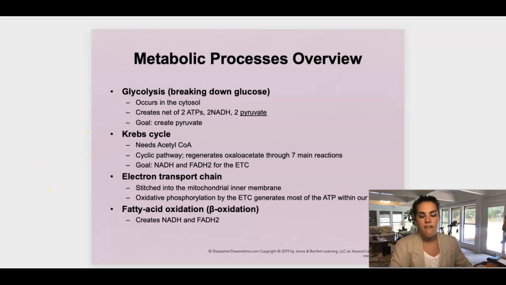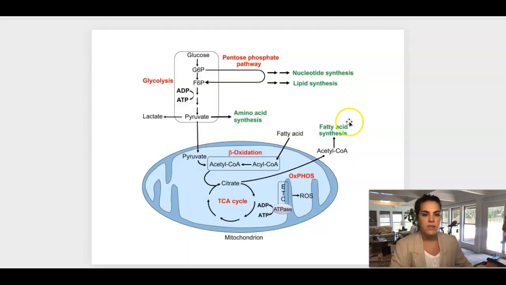And then finally, we have fatty acid oxidation. So at this stage, we're going to be cleaving these carbons off of these long fatty acid chains and breaking these down into acetyl-CoA so that we can put that into the Krebs cycle to create energy.